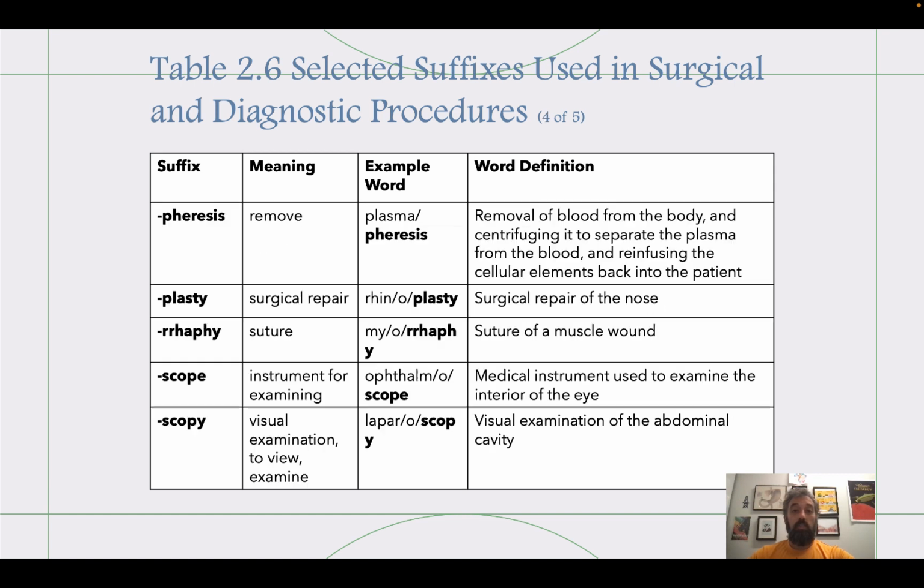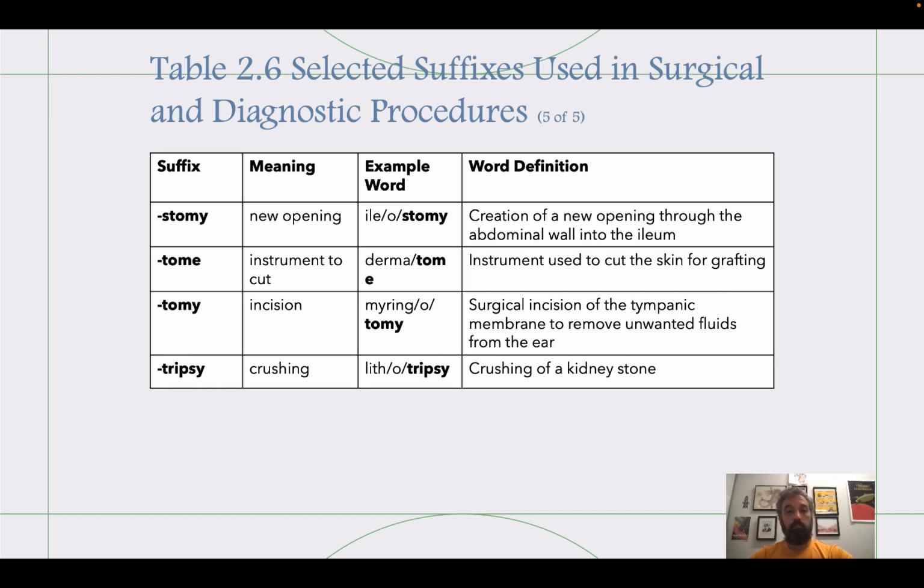-Pexy is a surgical fixation. -Phoresis is to remove. -Plasty, surgically repair. -Rrhaphy is suture. -Scope and -scopy, the instrument or the act of looking. -Stomy is opening. -Tome is an instrument to cut. -Tomy is an incision. -Tripsy is crushing.